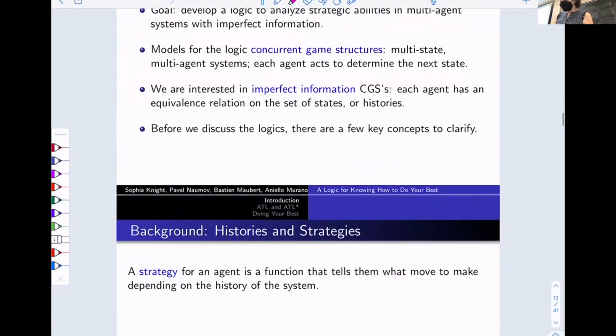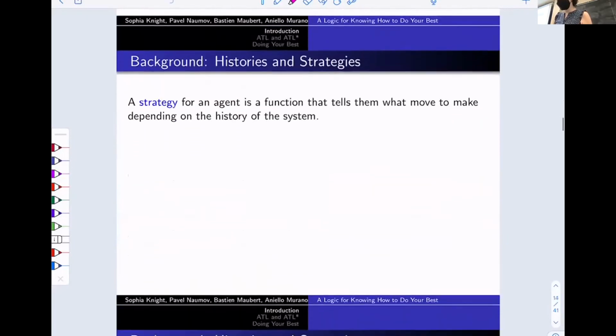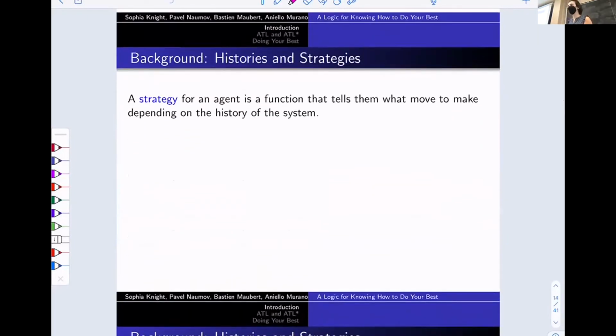And I'm gonna kind of formally define a few things before we talk about the logic. So first of all, we're gonna talk about strategies. And a strategy is going to be a function that takes the history of the system, so the path of states that it's taken so far up till now, and gives each agent an action that they take. So this would be something like, if we've been in the red state twice, then agent one will push, something like that.